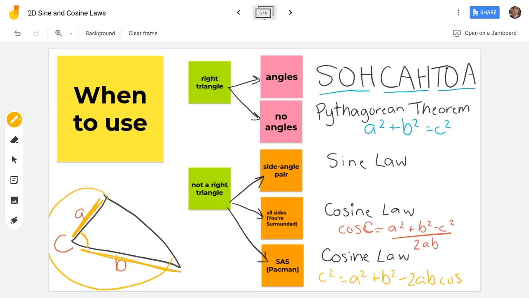So that is a very, very quick rundown of what the laws are and when to use them. Now go ahead and go to the Khan Academy videos and it will show you a whole bunch of examples of using them and things like that. If you have questions, come to the Google Meet and let me know, please.